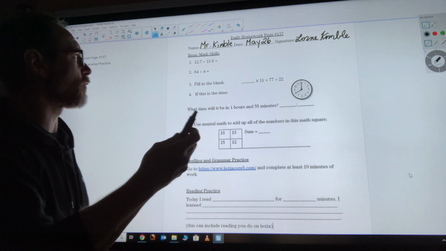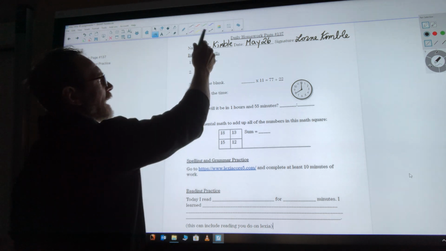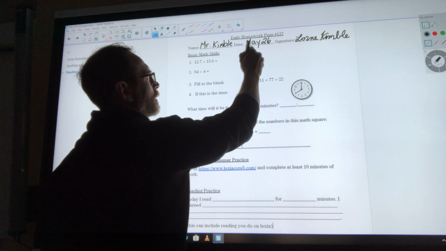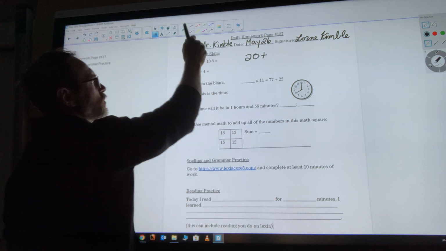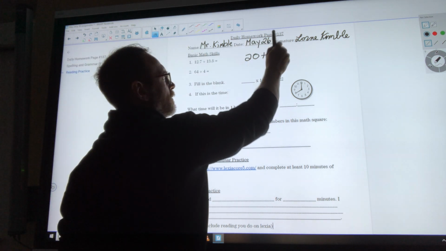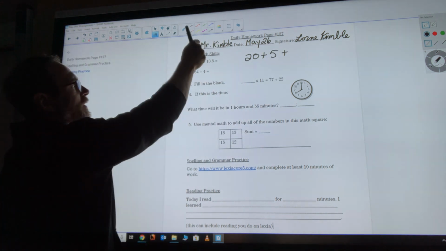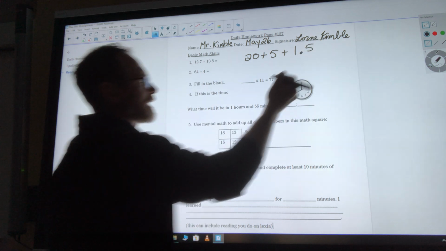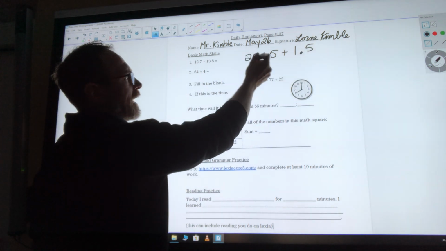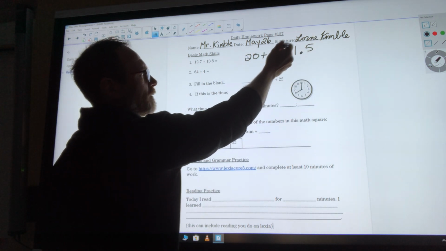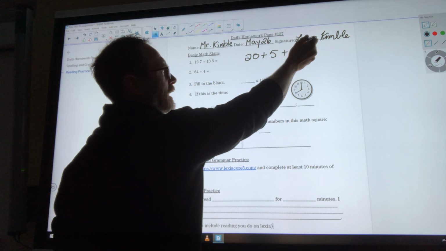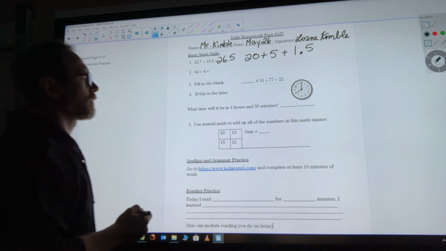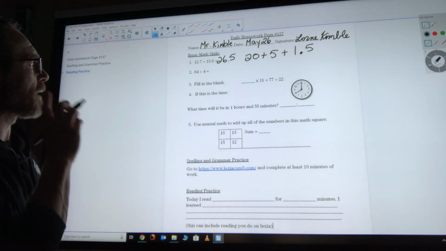I'm going to do the count forward strategy. So I've got 10 and 10, that's 20. I'm just going to write 20 here. And then I have 2 and 3, that's 5. And then I have 7 tenths plus 8 tenths, which is 15 tenths, or 1.5. Now, if I put these together, I have 20 plus 5 is 25, plus another 1 is 26.5.